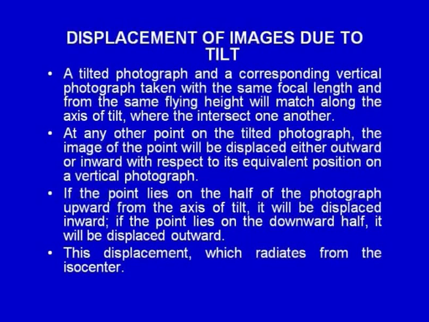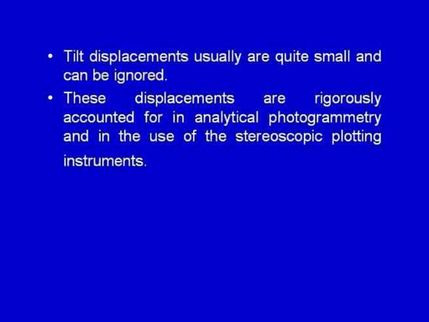At any other point on the tilted photograph, the image of the point will be displaced either outward or inward with respect to its equivalent position on a vertical photograph. If the point lies on the half of the photograph upwards from the axis of tilt, it will be displaced inwards, and if the point lies on the downward half, it will be displaced outwards. This displacement radiates from the isocenter. Tilt displacements are usually quite small and can be ignored. These displacements are rigorously accounted for in analytical photogrammetry and in the use of stereoscopic plotting equipment.